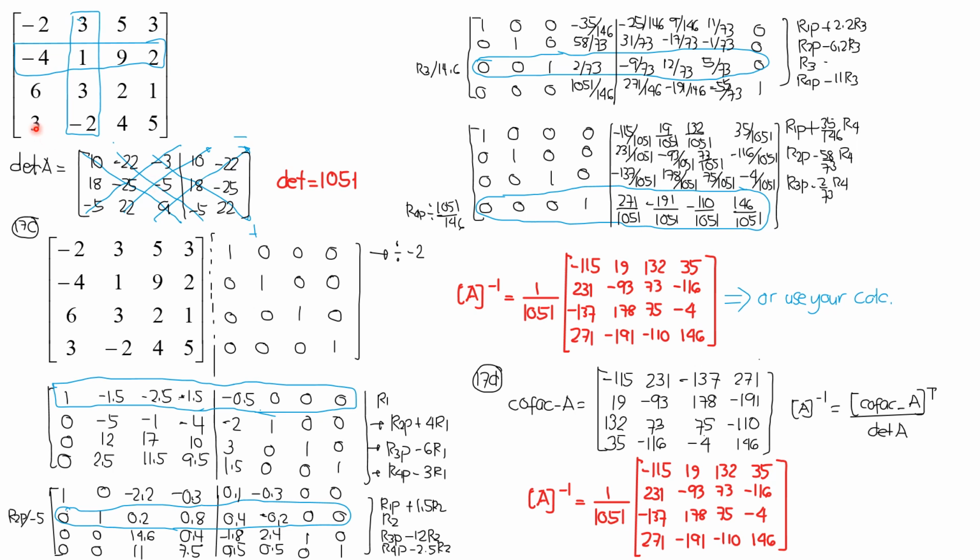3 minus negative 2 times negative 4, or 3 minus 8, that's negative 5. 4 minus negative 2 times 9, that's 4 plus 18, that's why we have 22. Then finally 5 minus negative 2 times 2, 5 plus 4, that's 9. Then copy the first two column elements, then apply basket method. We get 1051 also.